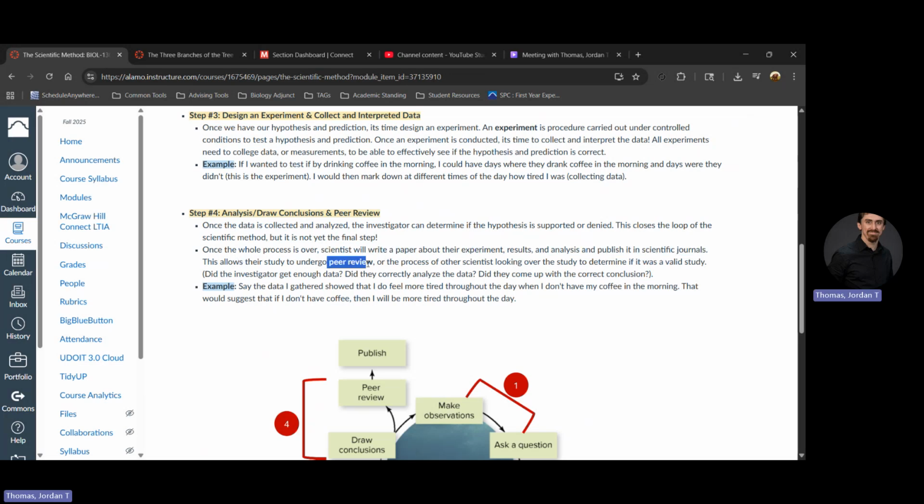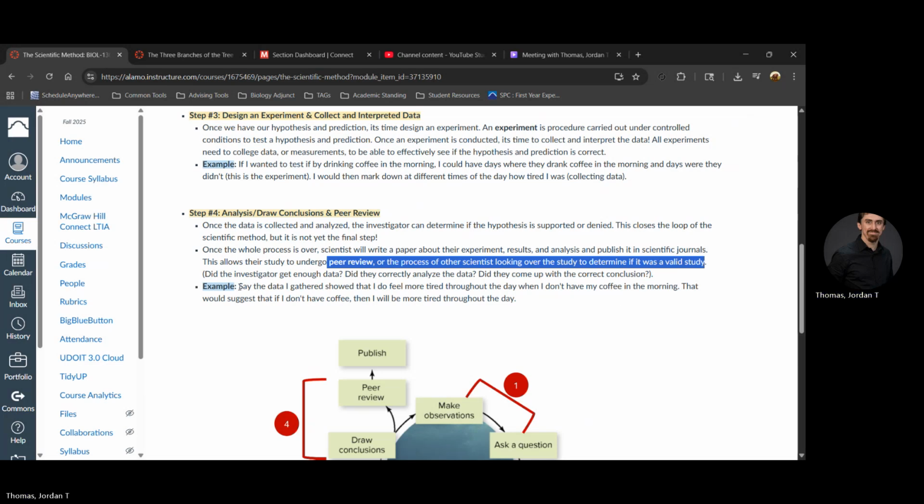This allows their findings to go through what's called peer review, or the process of other scientists looking over the study to determine if it's a valid study. What I mean by a valid study is other scientists will look at the experiment, look at all the results to determine, are they drawing the same conclusion? Is there anything wrong with the experiment? Is this a worthwhile experiment? Did they get enough data and so forth? This peer review process is kind of like a filter where the experiment has to go through this filtering process to see, is it an effective experiment and does it effectively answer the hypothesis.